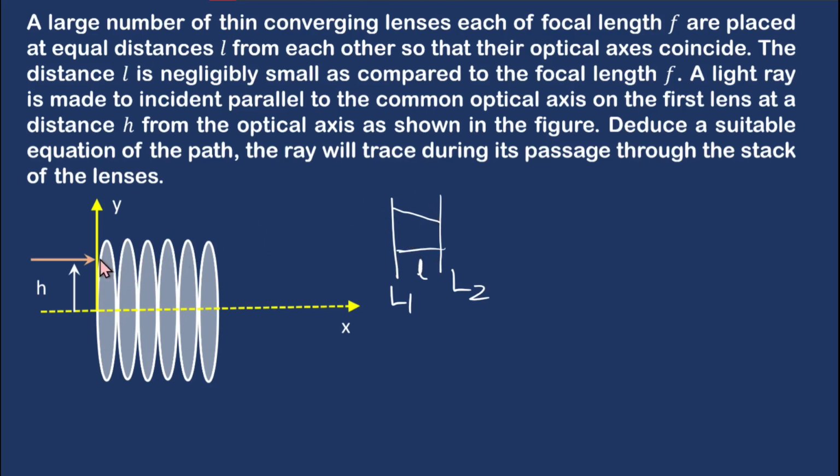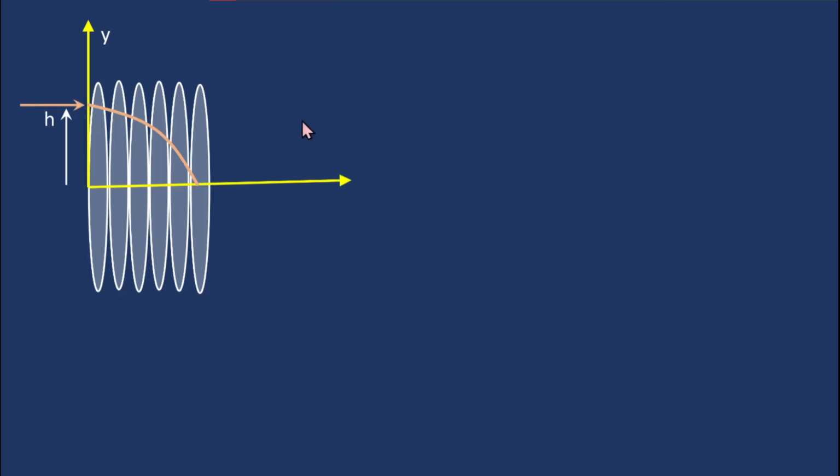So we have to somehow find the equation of this path, and that is going to be approximately a smooth curve, right? Something like that, and we have to determine the equation of that curve, right? So how do we approach to solve this problem? So let's come to the solution part here.